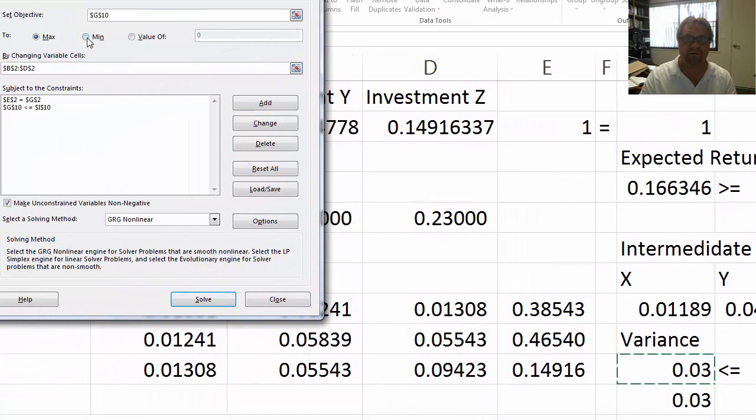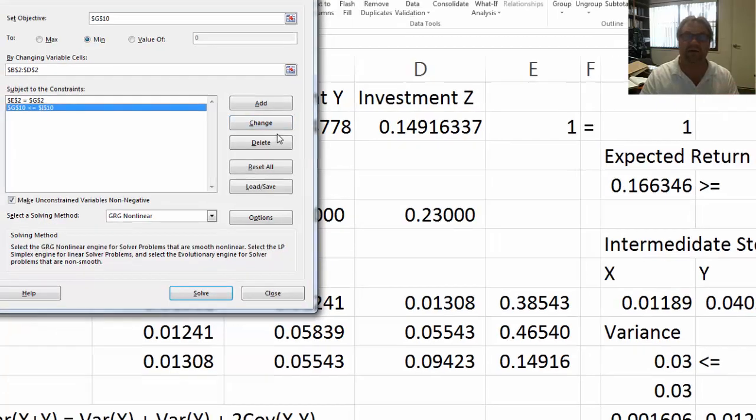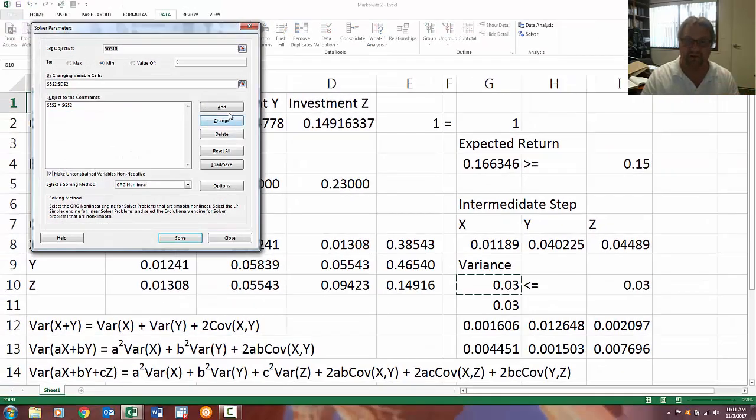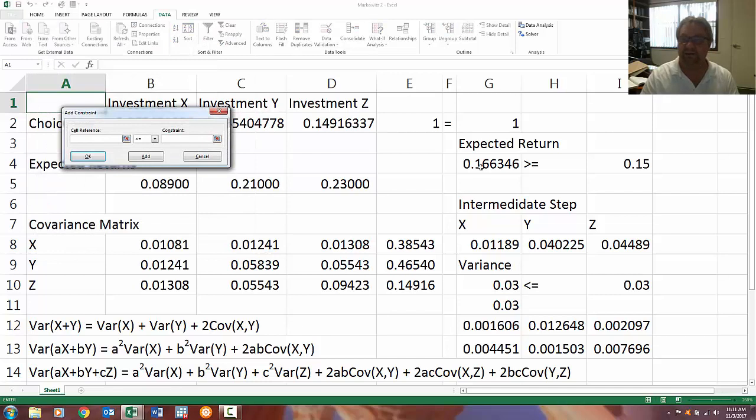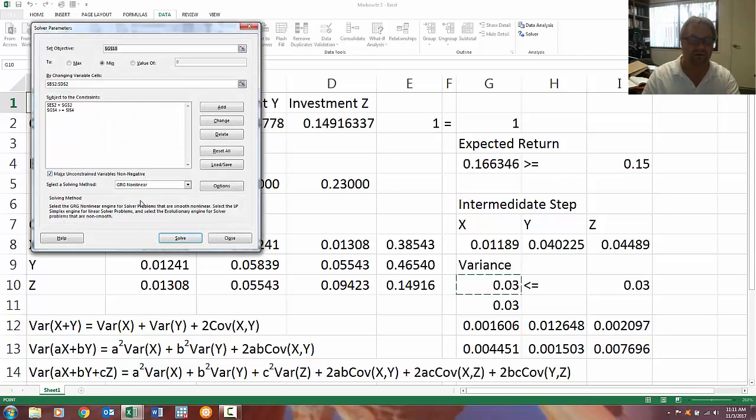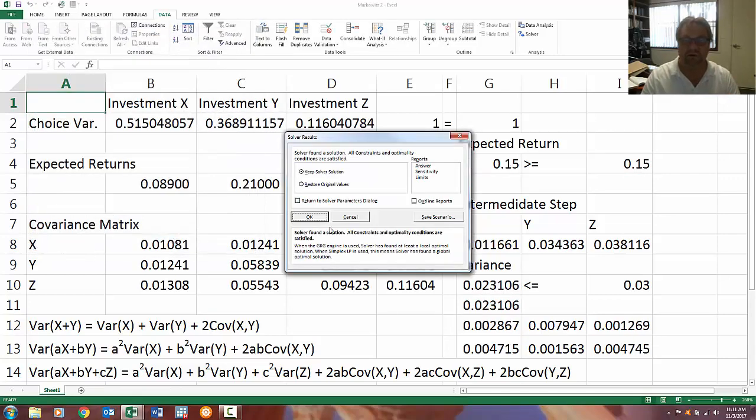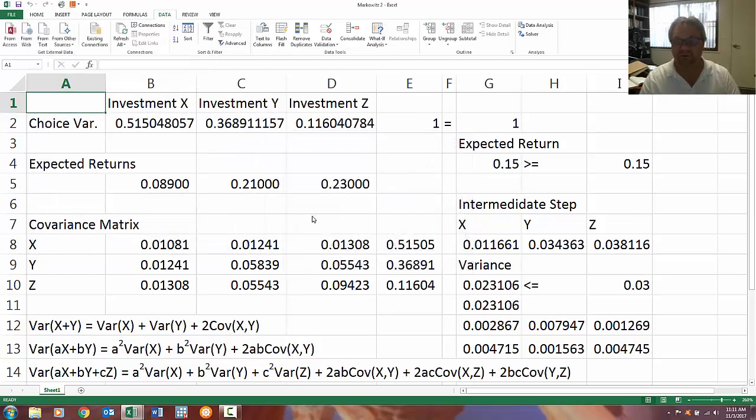I want to minimize my variance. I want to change the same three cells. I still want this constraint to equal 1, the sum of my investments must equal 1. But now you need to get rid of this constraint, and add this constraint, so that has to be greater than or equal to that. Hit OK, non-negativity, nonlinear, solve, another solution.